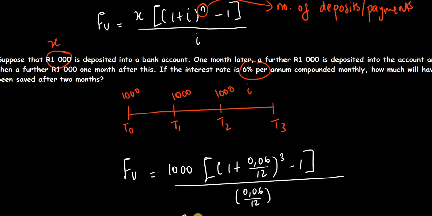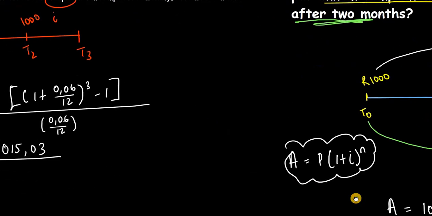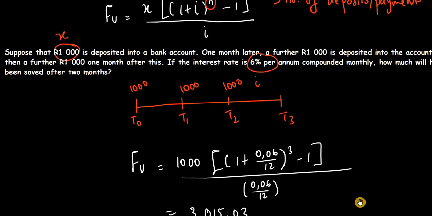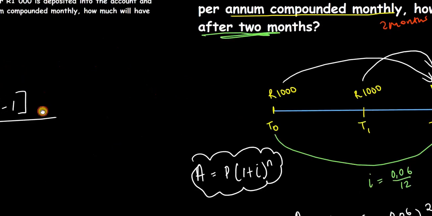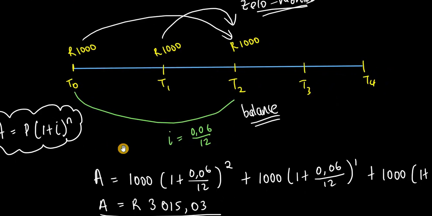So we still get 3,015.03, which is the same as what we got previously. Okay, so that's why you can understand that this formula makes life easy because it's just one formula. But here, if you do it this way, you're doing it manually, the longer way.